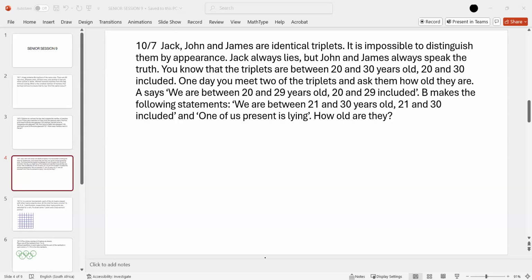Oh, all my stuff got wiped out. Okay, that's the danger. All right.